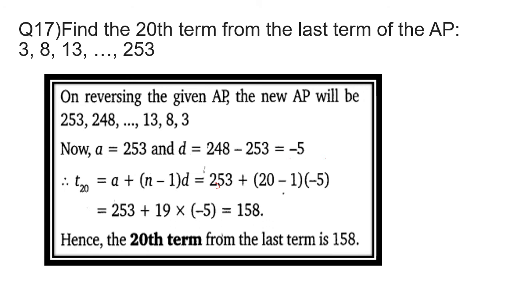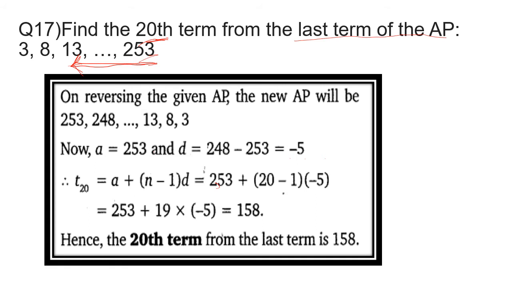Okay, reading out question number 17. It says, find the 20th term from the last term of the AP 3, 8, 13, up to 253. So what has been asked in this question, beta? It has been asked that you have to find the 20th term from the last term. That means while moving from here to here, you have to go in this direction and find the 20th term. So if I have to find the 20th term from here, let us just reverse the order first.